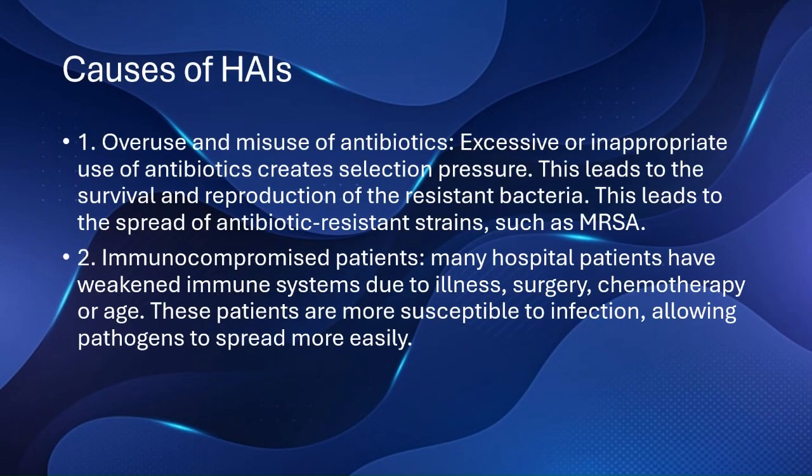So, the causes of hospital-acquired infections are the overuse and misuse of antibiotics. Excessive or inappropriate use of antibiotics creates a selection pressure, and this leads to the survival and reproduction of the resistant bacteria, which leads to the spread of antibiotic-resistant strains such as MRSA. Then you also have immunocompromised patients, where many hospital patients have weakened immune systems due to illness, surgery, chemotherapy, or age. And these patients are more susceptible to infection, allowing pathogens to spread more easily.